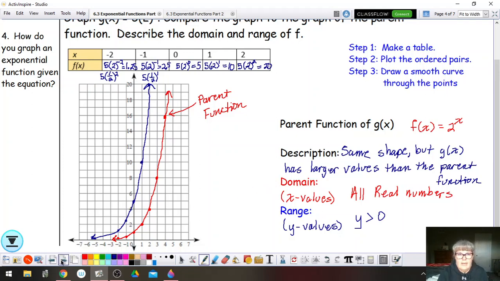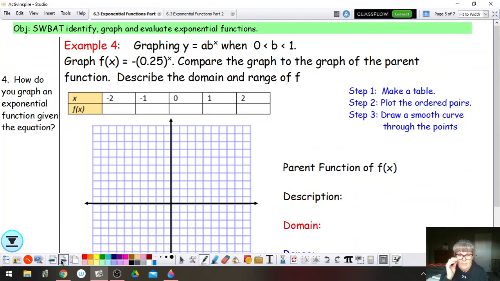Let's take a look at our next function. In our next function, we just have a negative 1. So our a value is negative 1, and our b value is between 0 and 1. I'm going to use the fraction again. So we have negative 1/4 to the negative 2. So I can flip the 4 to the squared, and because the negative is outside of the parentheses, this is going to be negative 16.